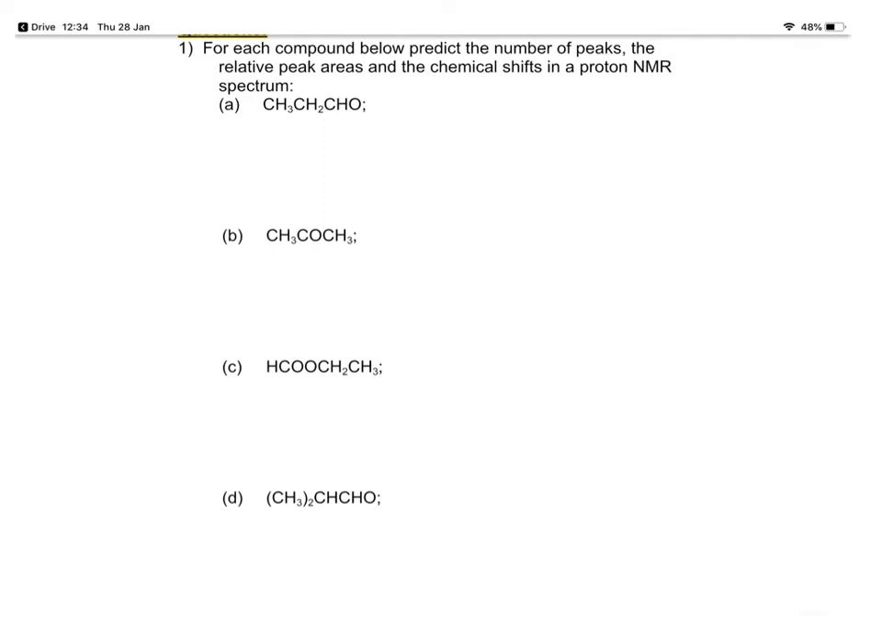Now for each compound, predict the number of peaks, their relative peak areas, and the chemical shifts in a proton NMR spectrum. So the first thing that we will do is we will look for equivalent hydrogens and we will list the number of peaks. Now it might be useful to draw the structure of that compound out until you get good at it. So I can clearly see here that there are 3 groups of equivalent hydrogens. I would be expecting 3 peaks.